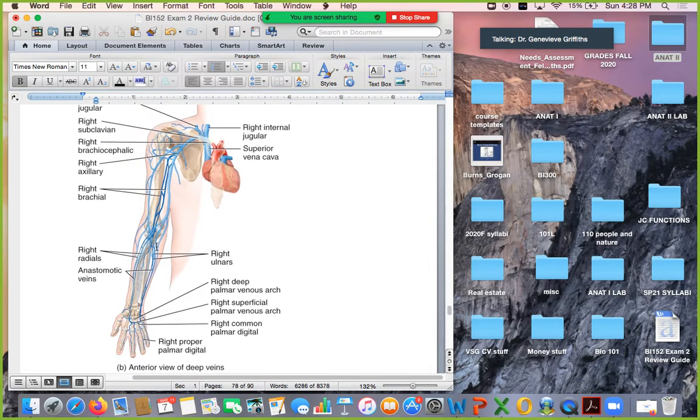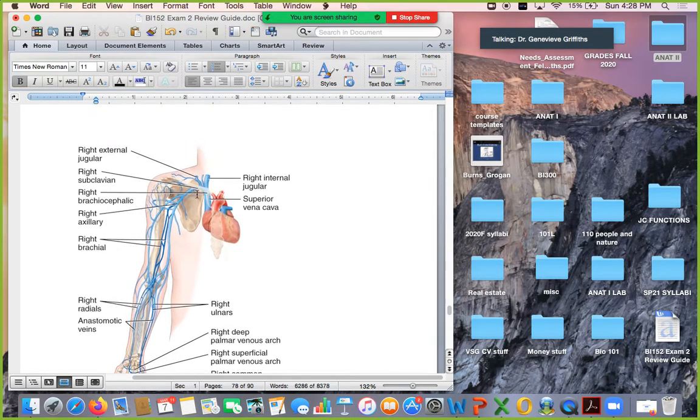Those are then going to feed up into the right brachial. Right, the brachial is then going to meet up with the axillary and eventually feed into the subclavian and the superior vena cava.